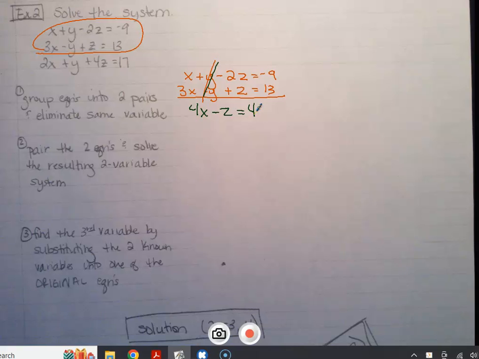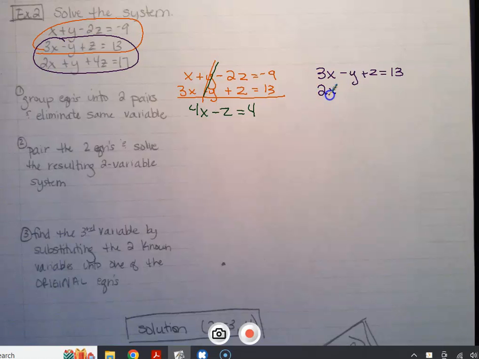Now it says pair 2 equations and solve the resulting 2 variable system. So let's pair the other 2 equations. We're going to eliminate y in both of them, so then we're just down to an x and z in both, because that's what we're familiar with working with. So 3x minus y plus z equals 13, and then 2x plus y plus 4z equals 17. Our y's cancel again. 3x plus 2x is 5x. z plus 4z, so plus 5z. 13 plus 17 equals 30.